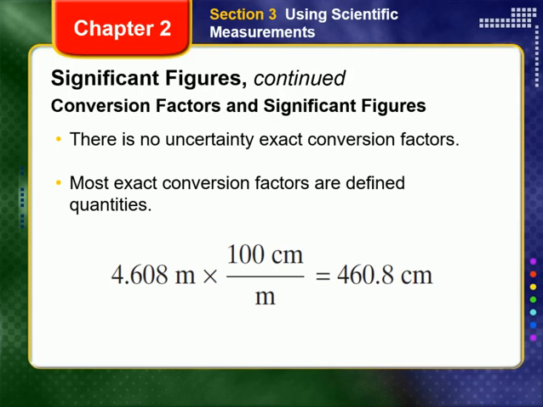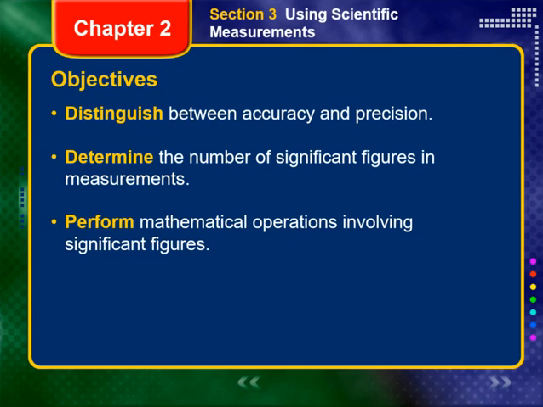Most exact conversion factors are defined rather than measured quantities. Counted numbers also produce conversion factors of unlimited precision. For example, if you counted that there are 10 test tubes for every student, that would produce an exact conversion factor of 10 test tubes per student. There is no uncertainty in that factor. At this point, you should be able to distinguish between accuracy and precision, determine the number of significant figures in measurements, and perform mathematical operations involving significant figures.